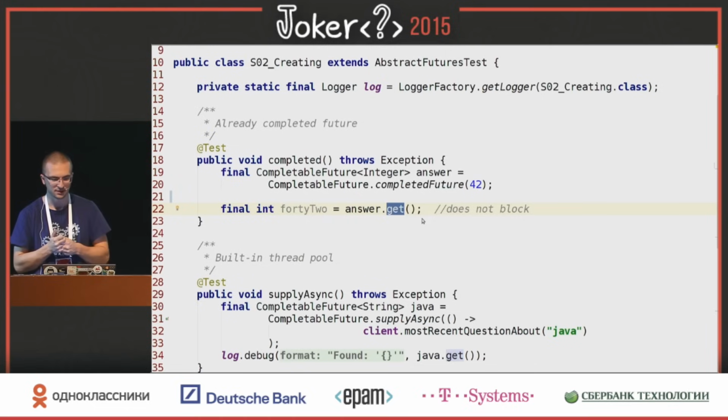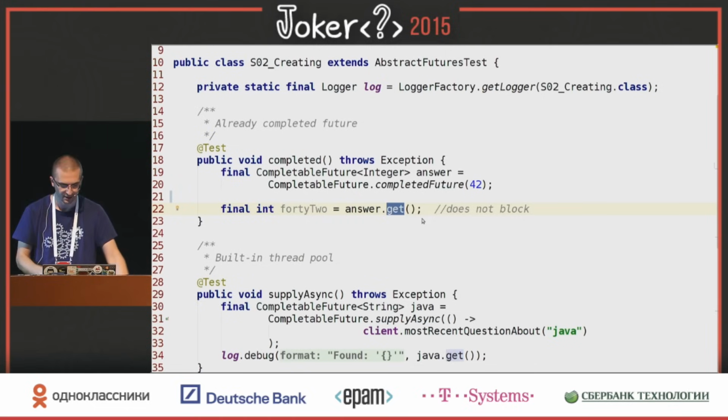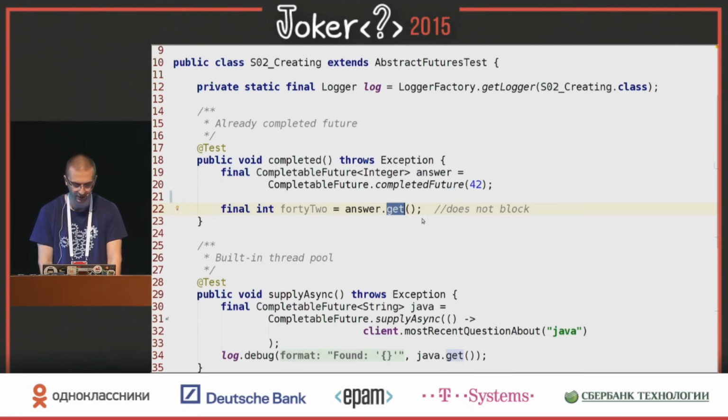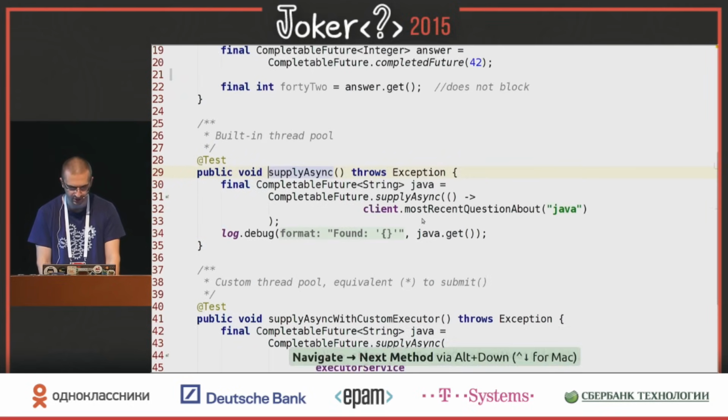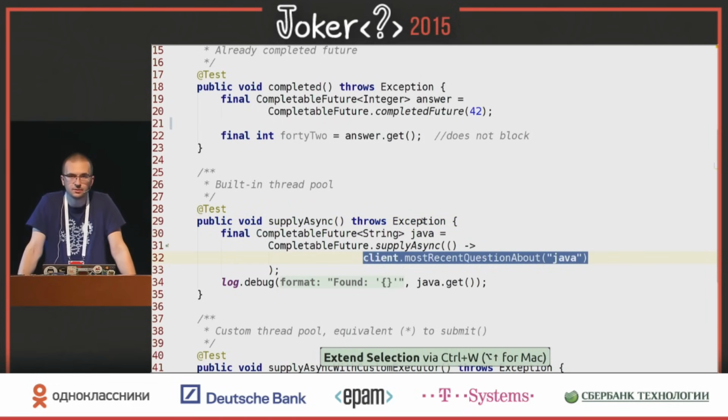So it's just a way of changing from a type to a future of that type. We will see how it is useful. However, there are more interesting ways of doing so. So let's say I have this method, most recent question about Java. This one was blocking previously.